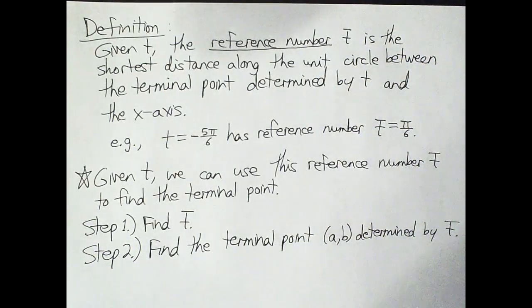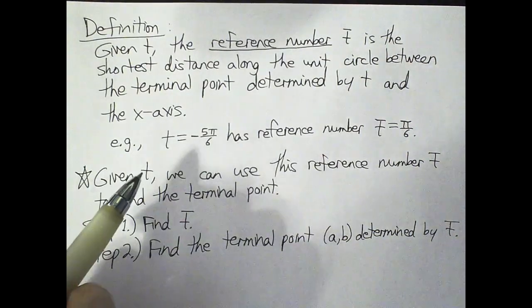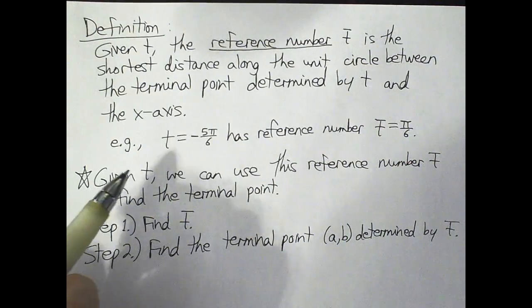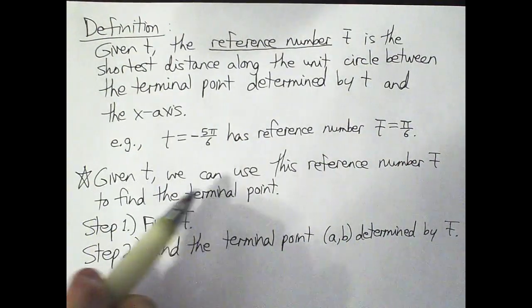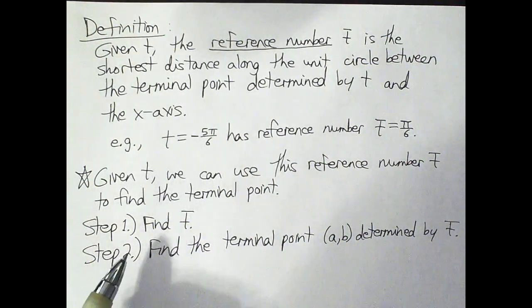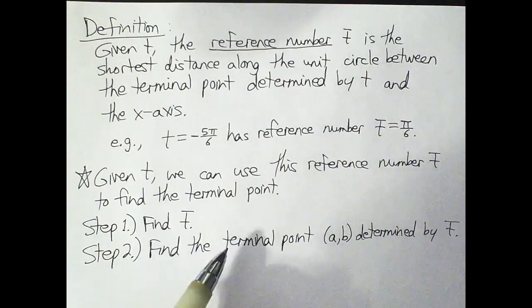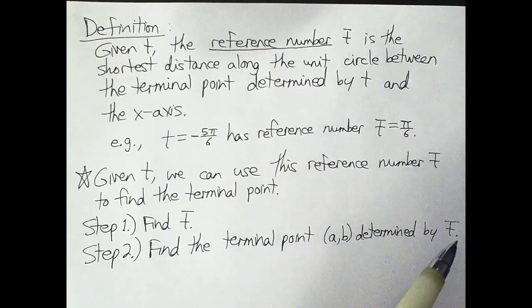That's not the final answer that we want. We want the terminal point for t. This is assuming we're given a t value. We want to find the terminal point for t, but along the way, we find the terminal point determined by t bar.